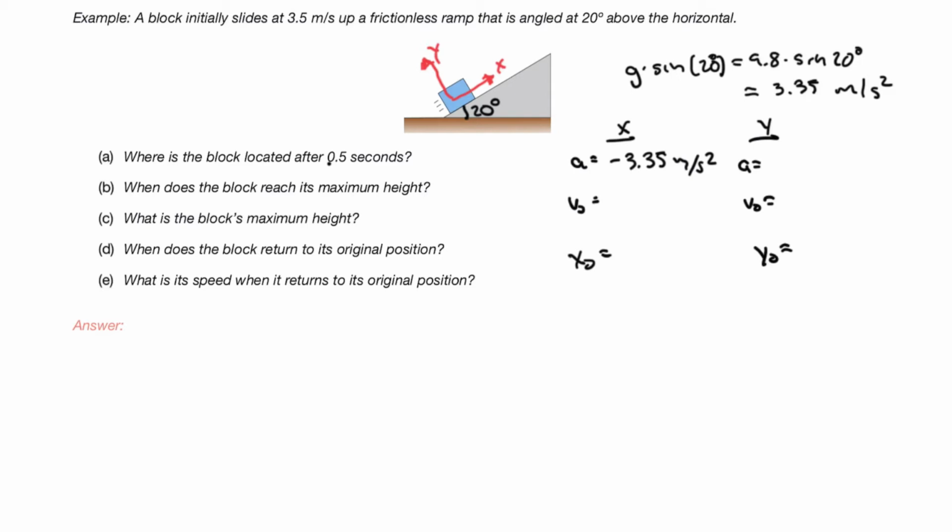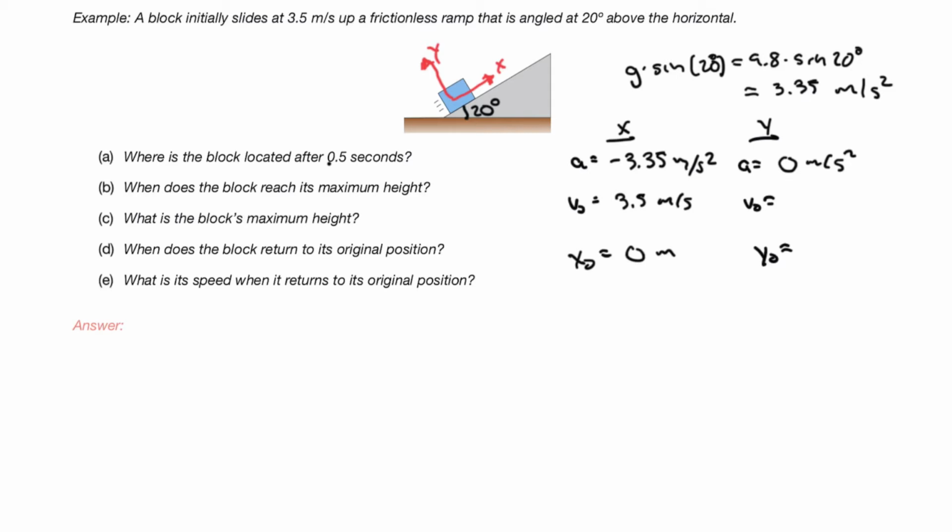The initial velocity is also along the ramp, and in this case, it's positive 3.5 meters per second because it's going up the ramp. Our initial position is 0 because we chose our origin to be where the block is originally located. In the y direction, the acceleration is 0 meters per second squared. This is because the block is not accelerating away or into the ramp.